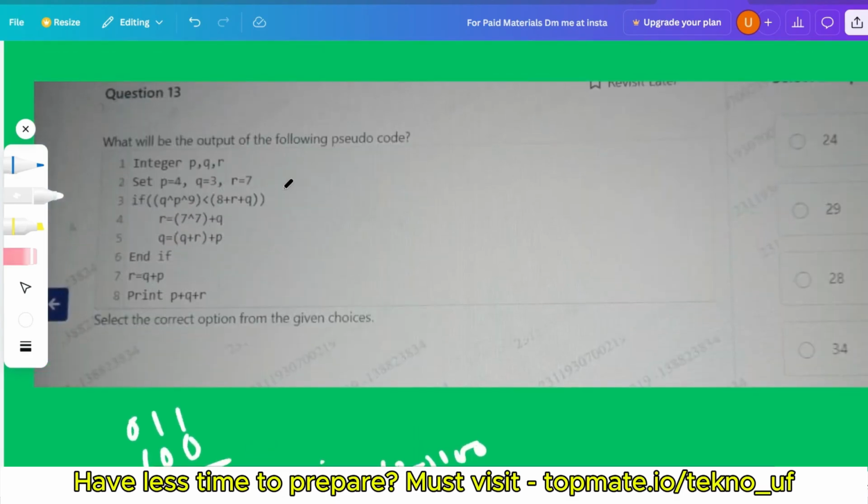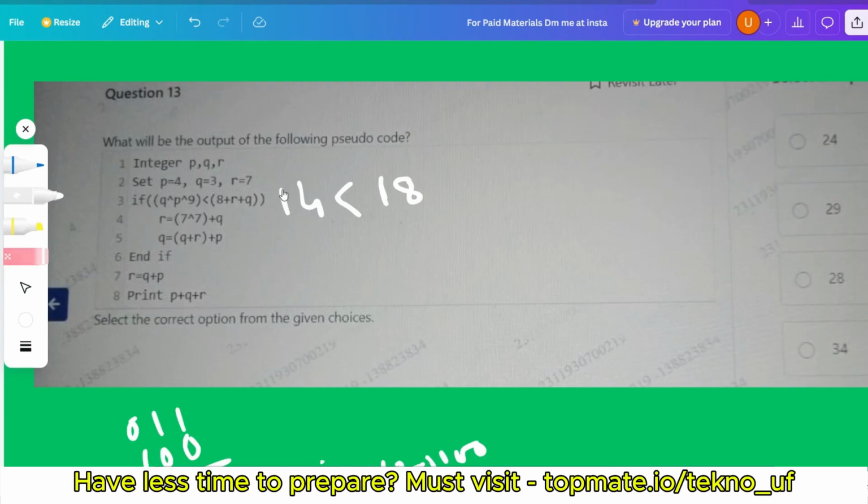So 1110 is 14. Here this is 14. So let us just calculate whether 14 is lesser than this value, 8 plus r plus q. So q means 3, r means 7. 7 plus 3 is 10, 10 plus 8 is 18. So this becomes true. So we have to go inside the if block. So r is equal to 7 XOR 7 plus q.